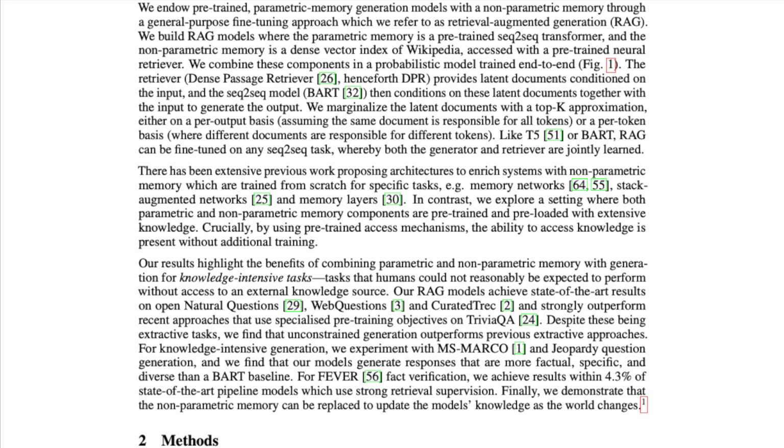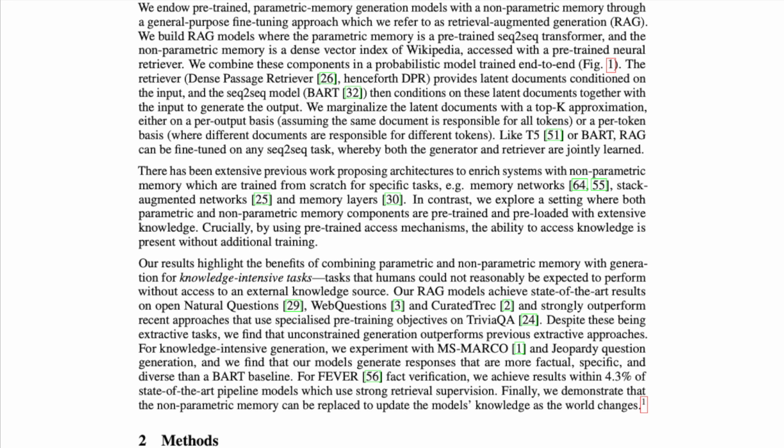There has been extensive previous work proposing architectures to enrich systems with non-parametric memory, which are trained from scratch for specific tasks, e.g., memory networks, stack-augmented networks, and memory layers. In contrast, we explore a setting where both parametric and non-parametric memory components are pre-trained and preloaded with extensive knowledge. Crucially, by using pre-trained access mechanisms, the ability to access knowledge is present without additional training.